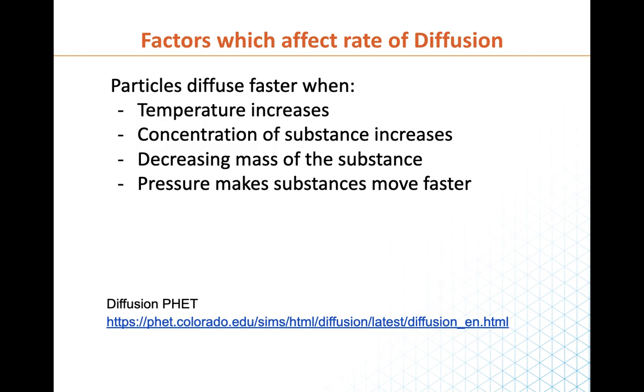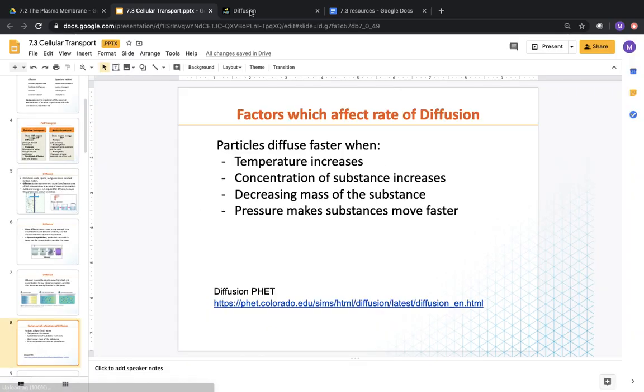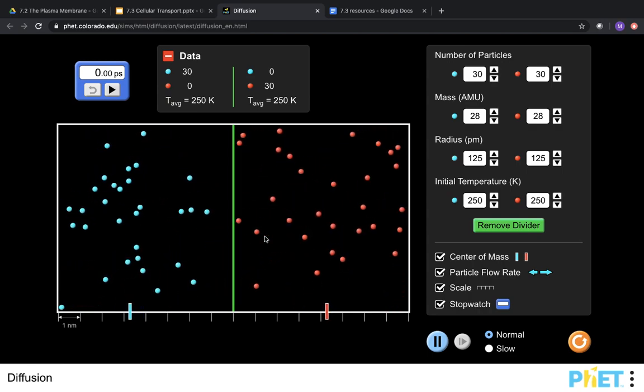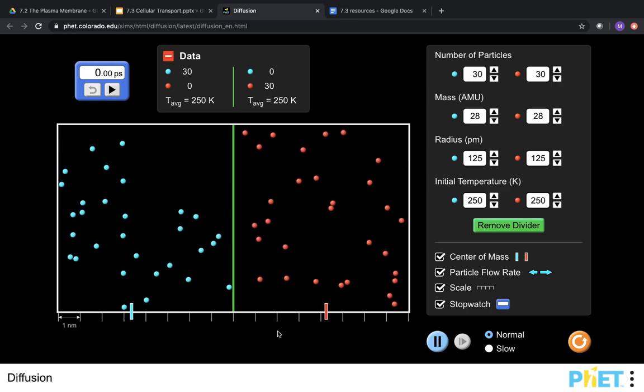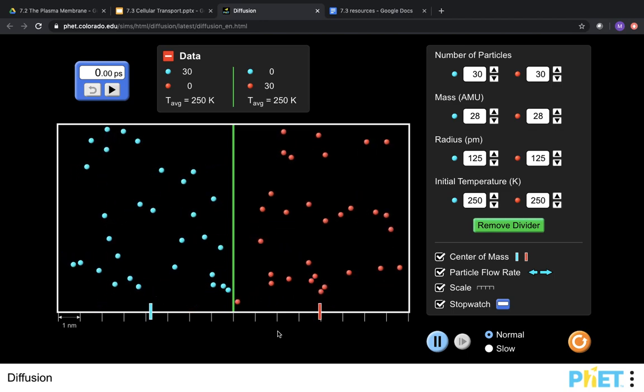All right, so now things that will make diffusion happen faster is increasing the temperature. That'll make the particles move faster, or the concentration, and decreasing the mass of a substance or the pressure, which we're going to just show you in this lab. All right, so if I look over here, I have two different substances, right? And I want to get them to diffuse into each other. But before I start mixing them together, I just want you guys to look at them separately.